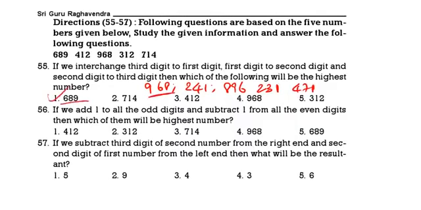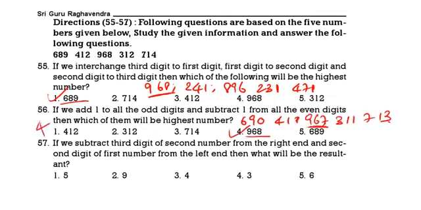Now, if we add 1 to all odd digits and subtract 1 from all even digits, so that means 689 becomes 690, 412 becomes 413, 411 because it is even, minus 1. This is 967, this is 311, this will become 713. Then which of the following is the highest number? Highest number is 967, answer 4.